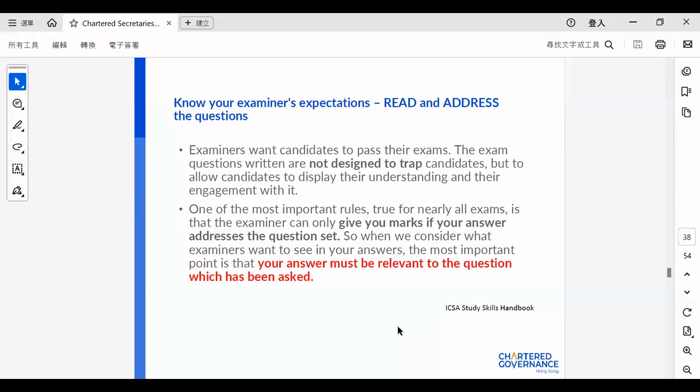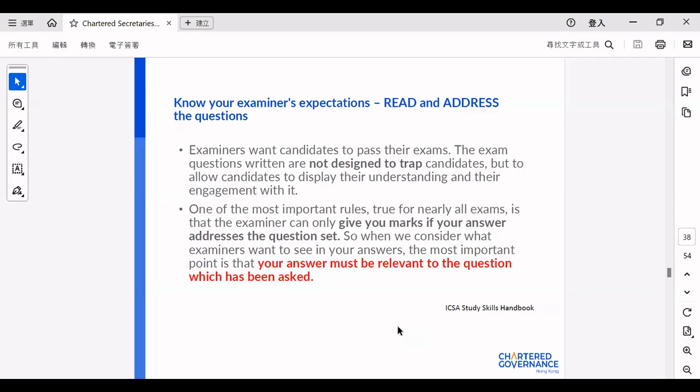Now, this is what the examiner expects. So they want you to pass. Many candidates think that they set the question to trick you, to make you fail. I mean, in fact, that is the opposite. They set the question to help you to pass. That's why they make it very clear what is required.